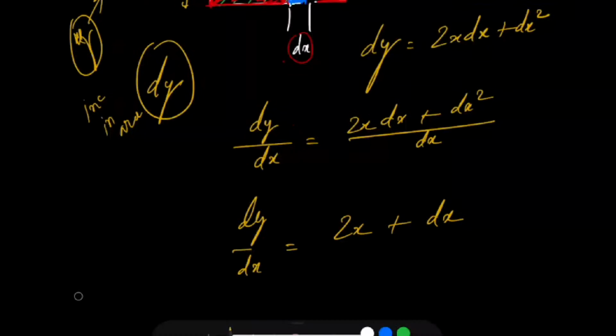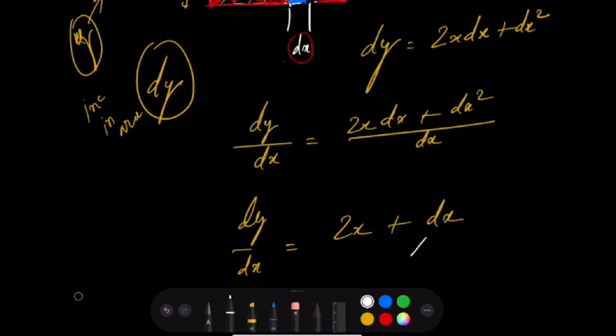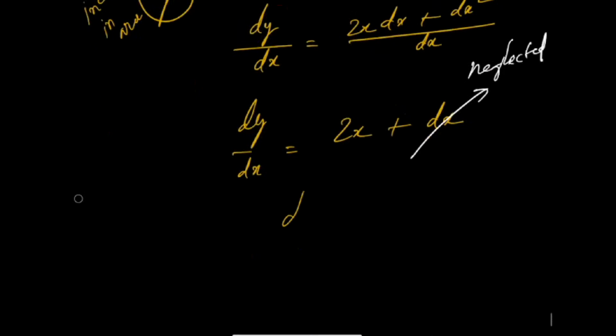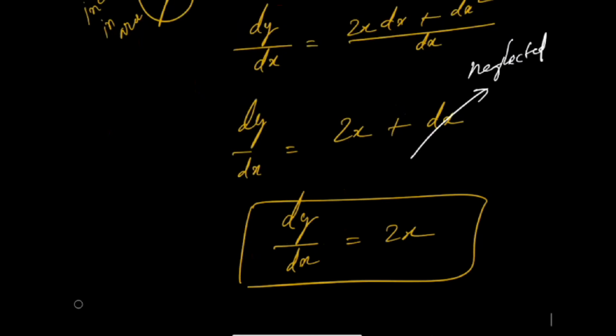Again, same story. dx is a small value, so when added, it can be neglected. So what is dy by dx? It is 2x again. dy by dx is 2x.